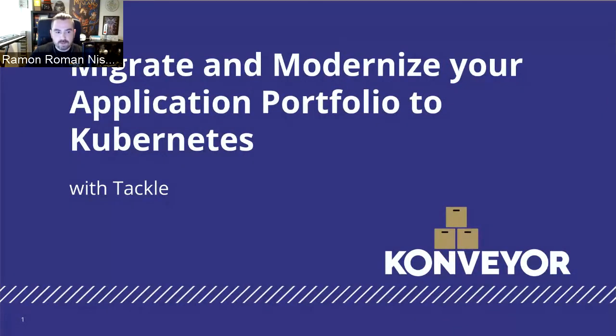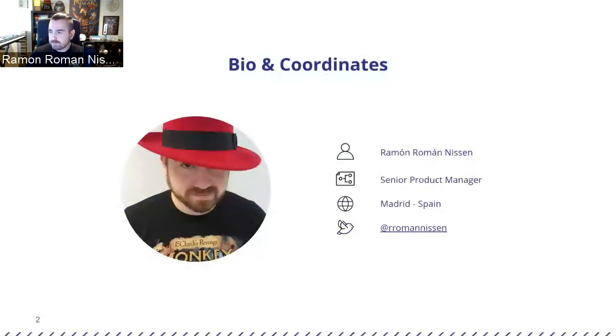So first of all, allow me to introduce myself. My name is Ramon Nissen. I'm a senior product manager in Red Hat, in case you didn't figure it out with my picture. And I'm the product manager for the migration toolkit for applications. There you have my coordinates, just in case you want to reach out in Twitter.